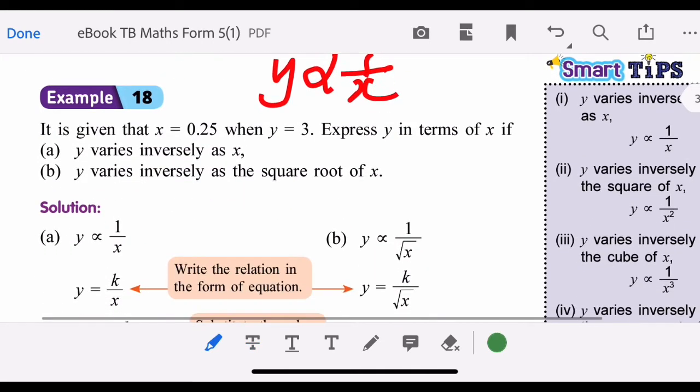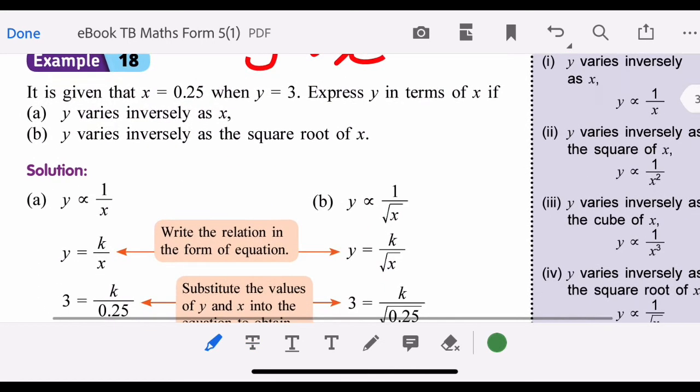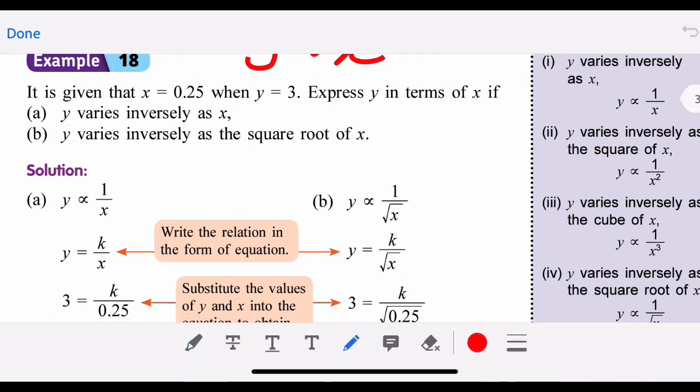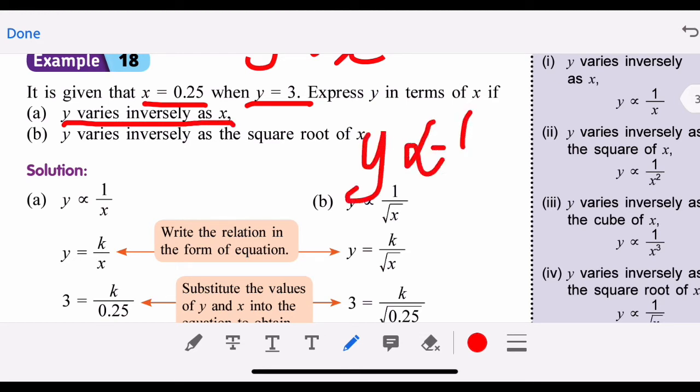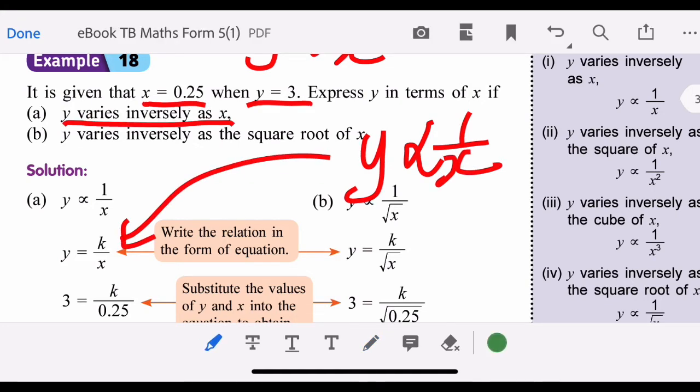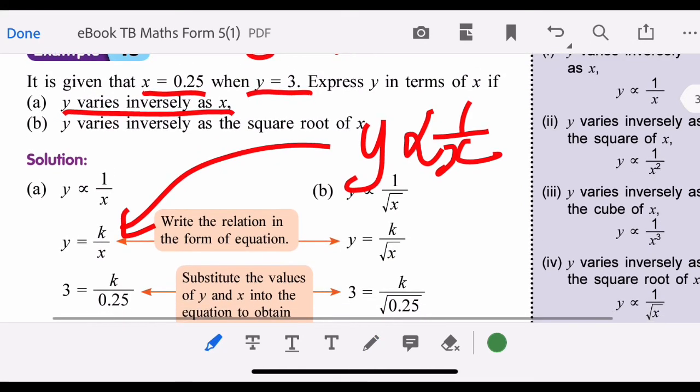Okay, that was using graph. For number 18, it is given that x equals 0.25, y equals 3. Express y in terms of x. If y varies inversely as x, then we will make it equal. Write the relation in the form of an equation, and we will substitute the values given.